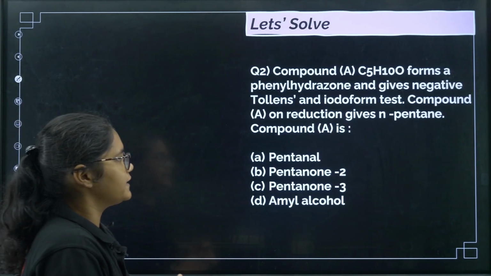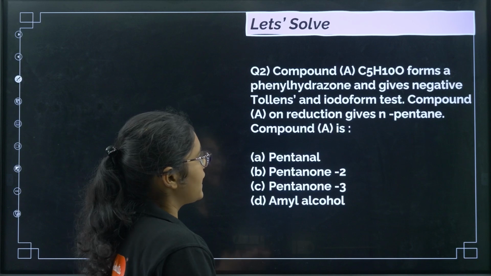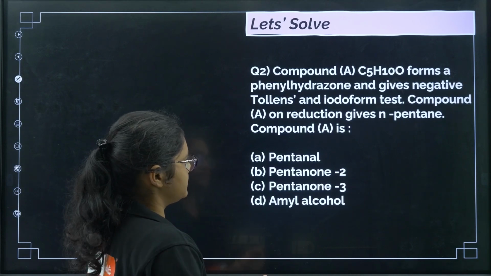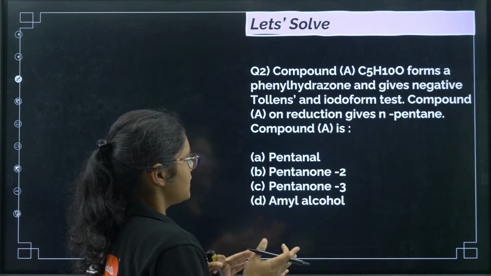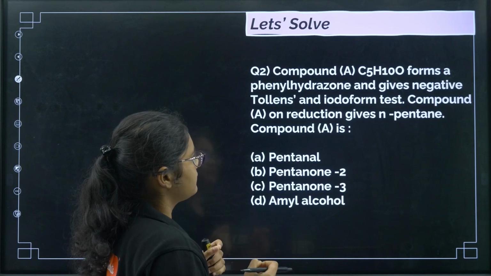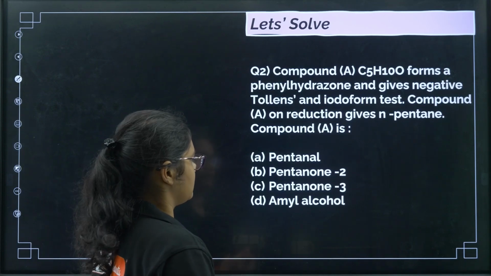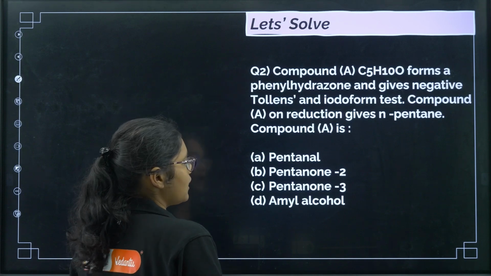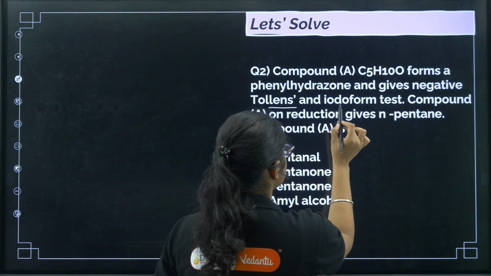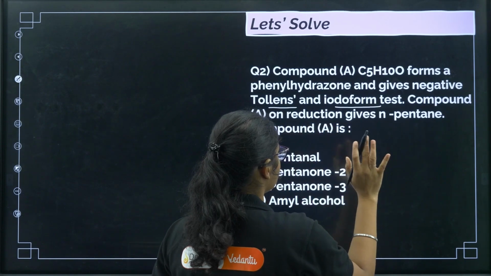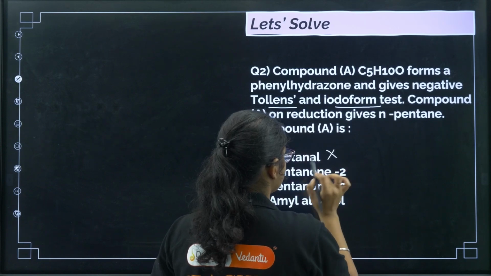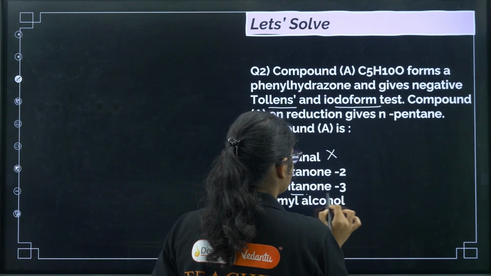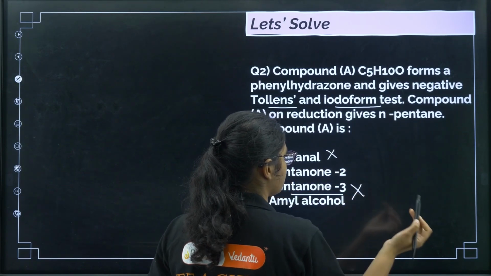Next, compound A, C5H10O, forms phenylhydrazone and gives a negative Tollens test and a negative iodoform test. Compound A on reduction gives n-pentane. What is compound A? Since it gives a negative Tollens test and iodoform test, it cannot be an aldehyde, so we can remove this option. And pentan-3-one will not give the iodoform test, so we can remove this option.